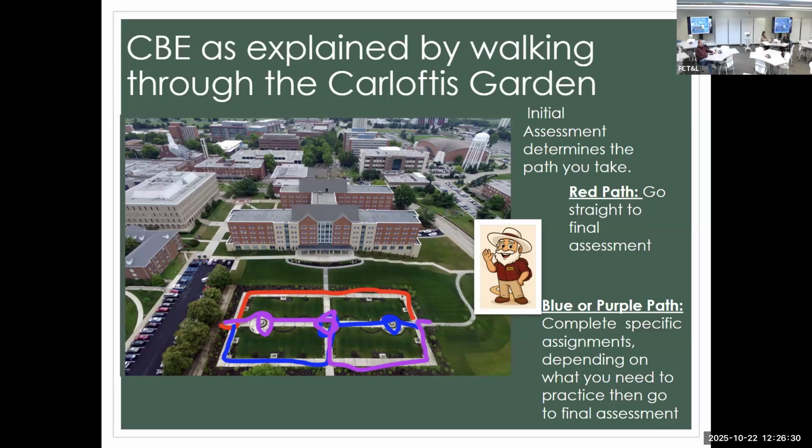Let's say that he didn't do so well, and there were a couple of areas that he needed to strengthen. So he might take the blue path or the purple path, which means that he would have to complete specific assignments depending on what the student needed to practice. And then they would do those assignments and then move on to the final assessment.